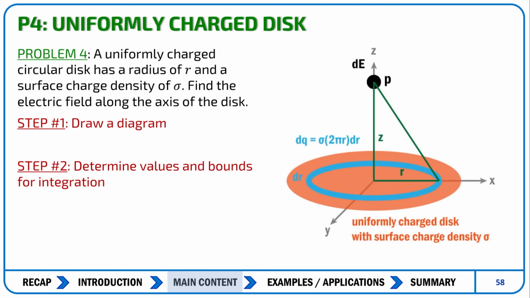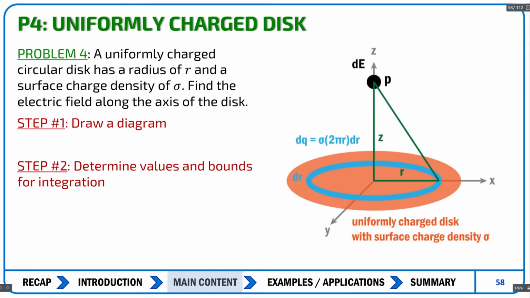So in this problem, we have a uniformly charged circular disk that has a radius of r and a surface charge density of sigma. Now, find the electric field along the axis of the disk. Along the axis of the disk just means that if your disk is laying in the xy plane, then the axis is actually where it's spinning around, and that would be the z-axis. So step 1, draw a diagram. Diagram's already provided to us, and we have the following. And let's just see.